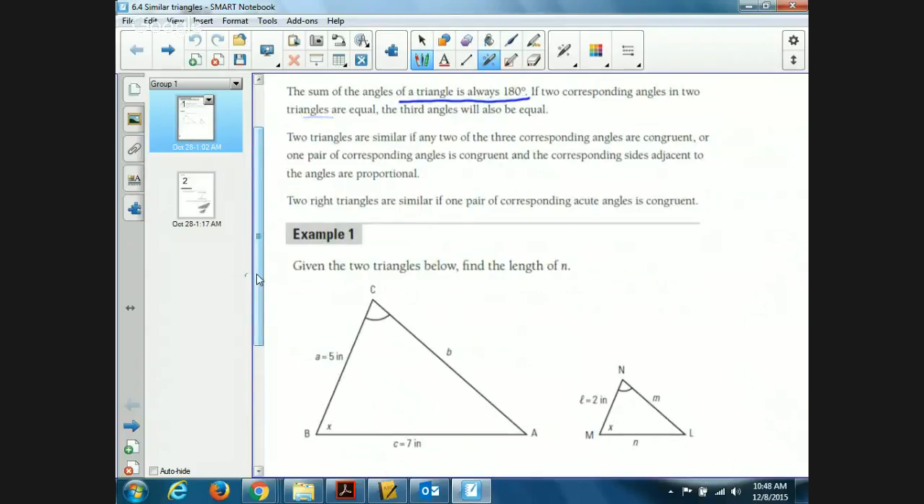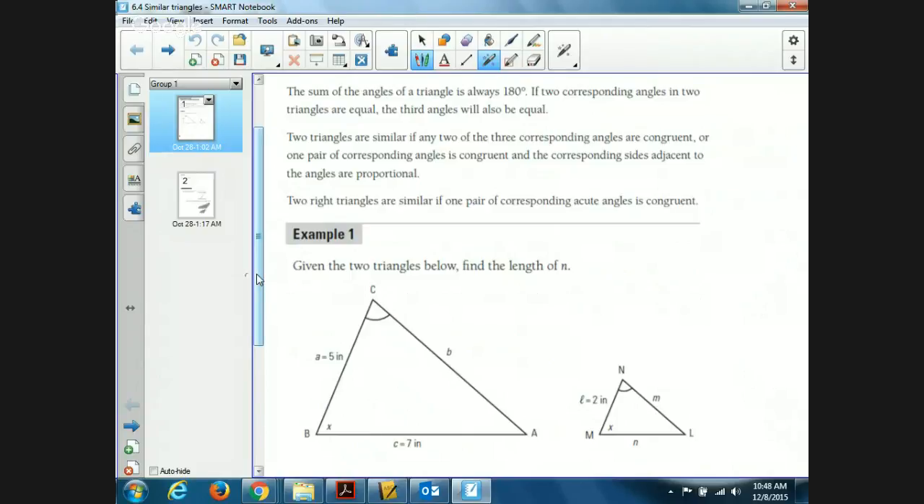Two triangles are similar if any two of the three corresponding angles are congruent, or the same, okay? So if you know two angles are the same, we could say they're similar triangles. Or, one pair of corresponding angles is the same, congruent, that's what that means, and the corresponding sides adjacent to it, connected to it, right beside it, are proportional, like a 2-to-1 ratio or something like that.